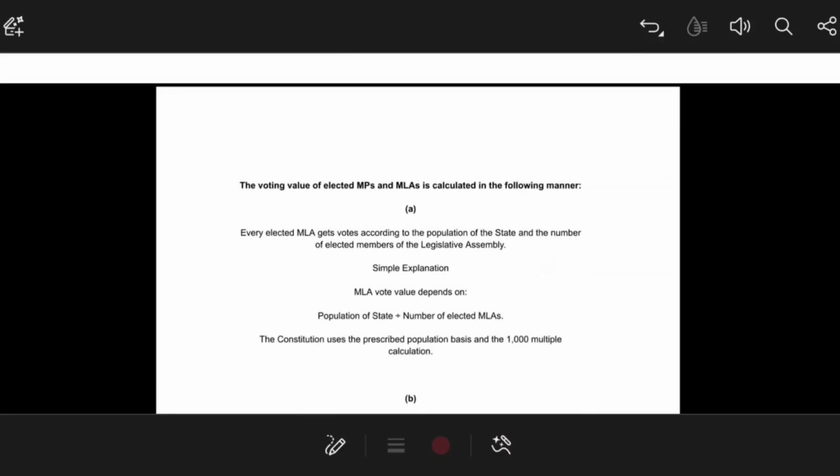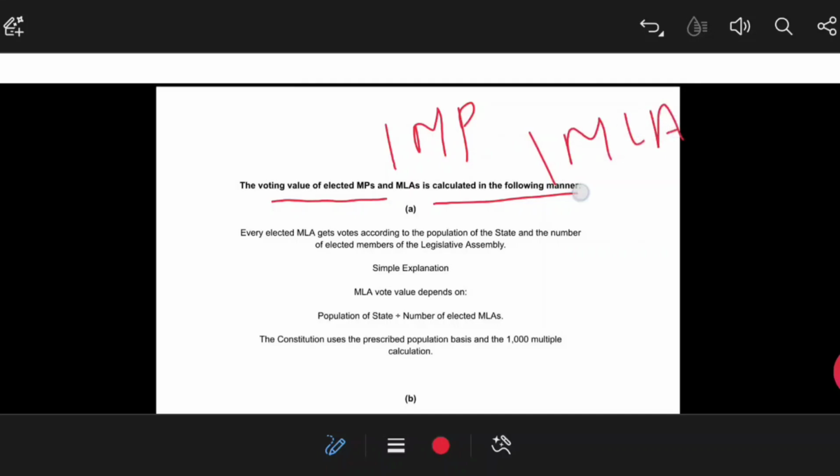Okay, now clause 2: the voting value of elected MPs and MLAs is calculated in the following manner. That means how the value of the vote of one MP will be calculated and how the value of the vote of one MLA will be calculated. It is also described in this article.